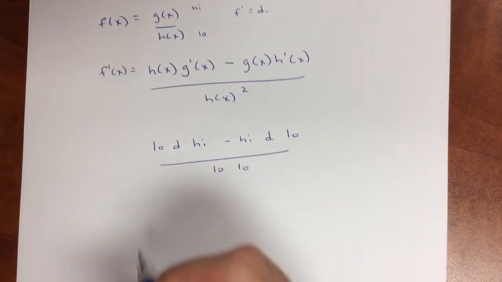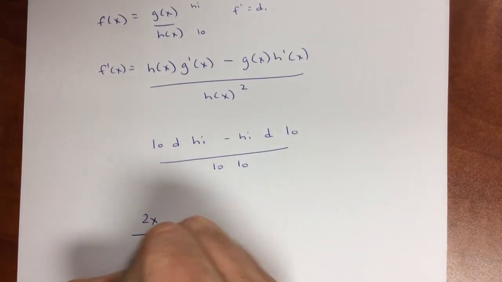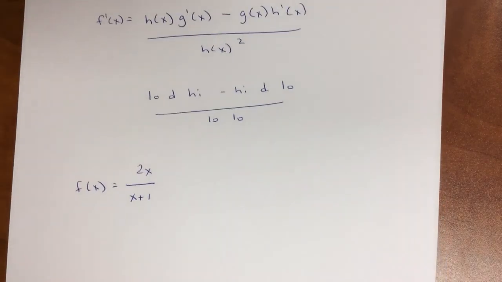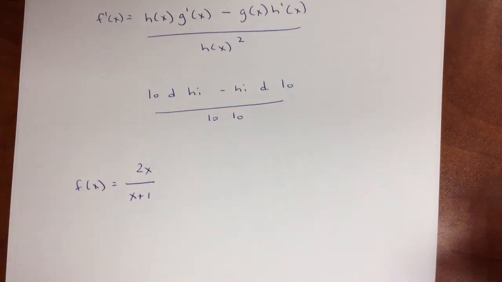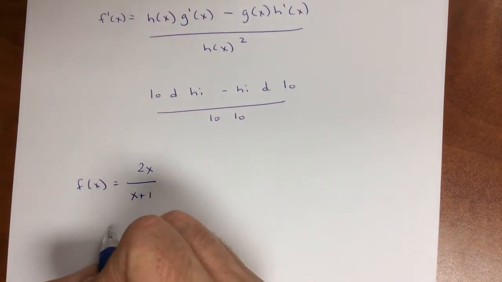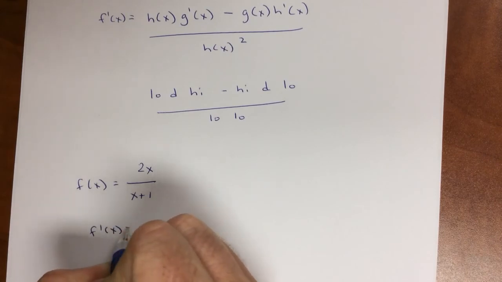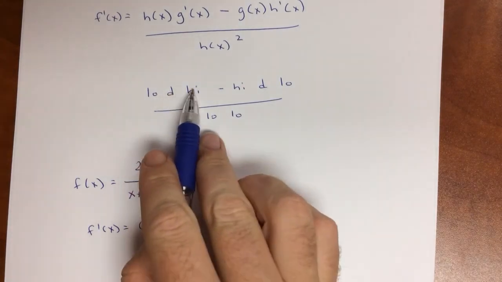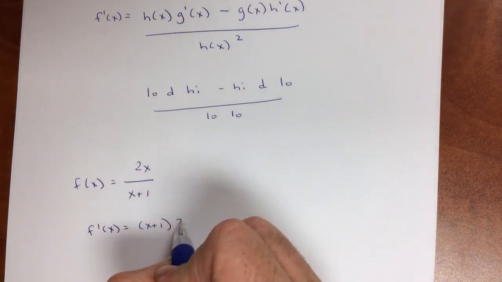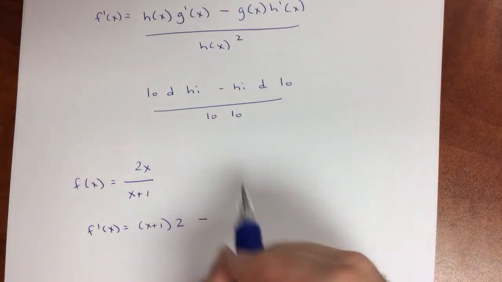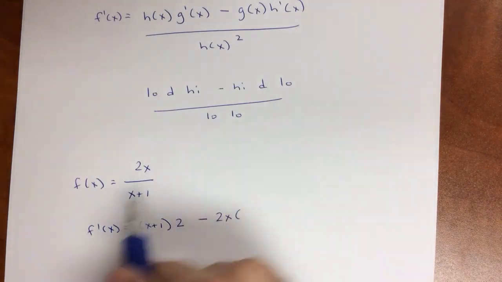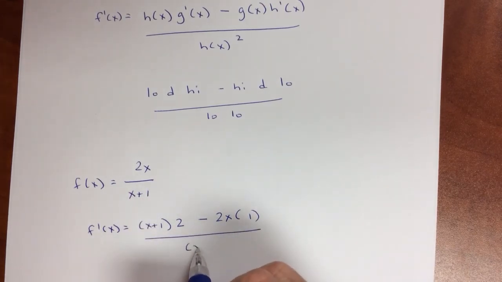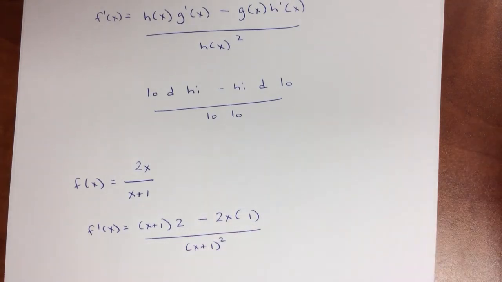And the way this works is, let's look at a function. 2x over x plus 1. That is f of x. So we can't factor this out or make it look a little simpler. So we're just going to apply the rule. So f prime of x is equal to low, which is x plus 1, d high, which is g prime of x, 2, minus high, which is 2x, times the derivative of low, which is just 1, all over low, which is x plus 1 squared.